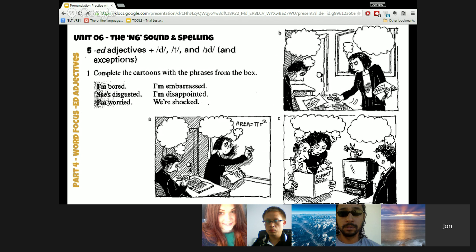So complete the cartoons with the phrases from the box. Natasha and Shinyue, let's see if you can do this little dialogue. Shinyue, you're the guy at the desk. Natasha, you're the teacher at the board. I don't know who's speaking first here. Maybe the teacher's speaking first. What does the teacher say?